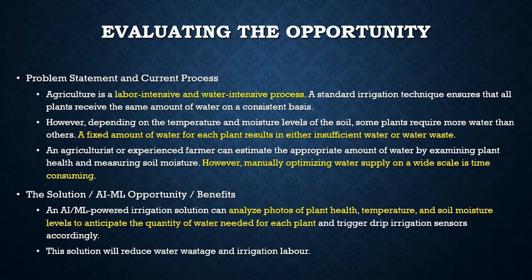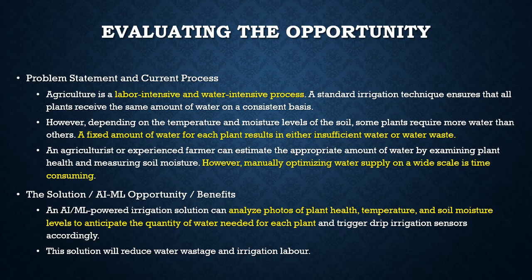Here is the business opportunity. Agriculture, as you know, is one of the oldest professions in the world. Agriculture is still a labor intensive and water intensive process. Typically, a farmer will ensure that all plants receive the same amount of water on a consistent basis or a fixed schedule. But in reality, depending on the temperature and moisture levels of the plant, some plants might require more water than others. So a fixed amount of water for each plant means either we are wasting water or we are not giving enough water to the plant that is really in need of water.